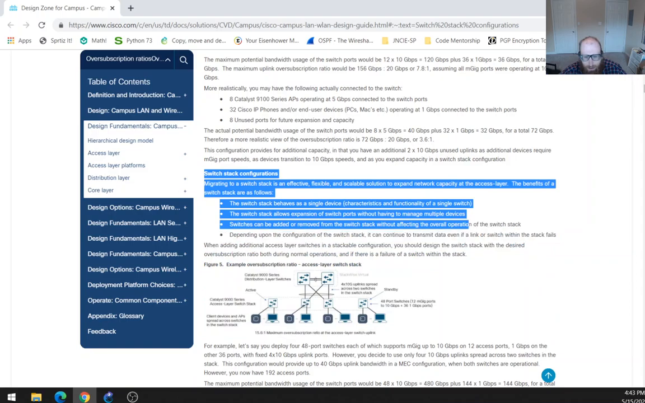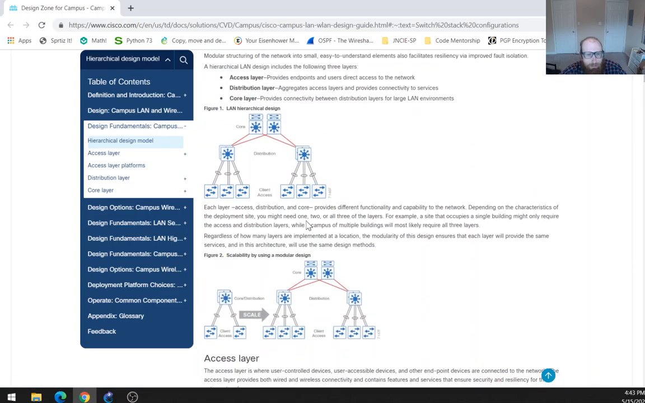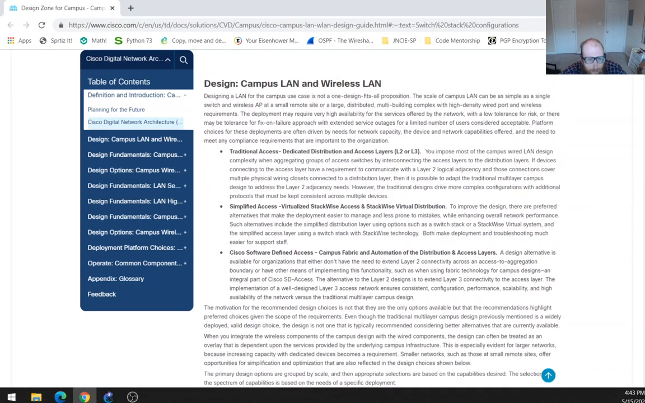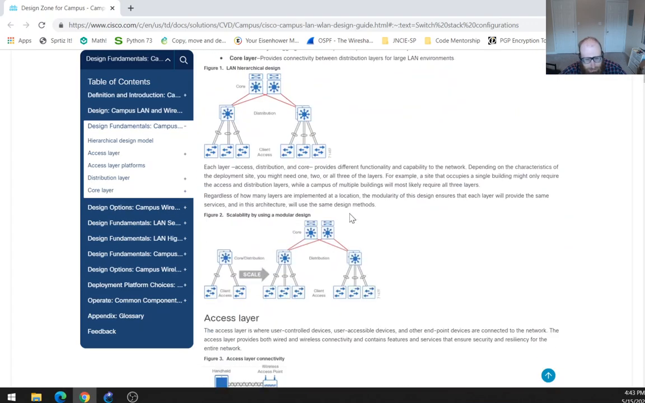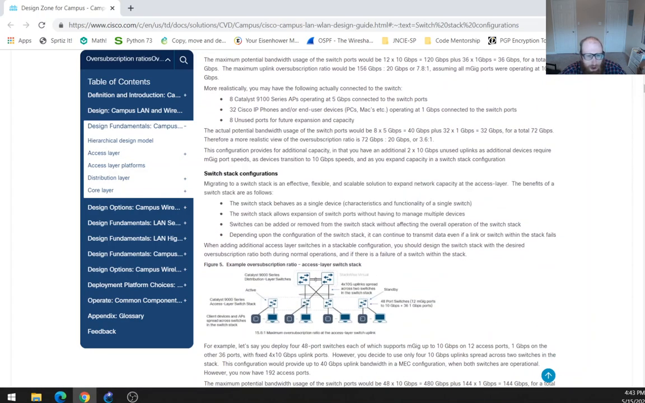So the next kind of access layer you can have, we see at the top we've got traditional, simplified, and Cisco software defined. So I think we talked about traditional up here. I'm not sure about that, but this is simplified. Simplified uses switch stack configurations. Migrating to a switch stack is an effective, flexible, and scalable solution to expand network capacity at the access layer.